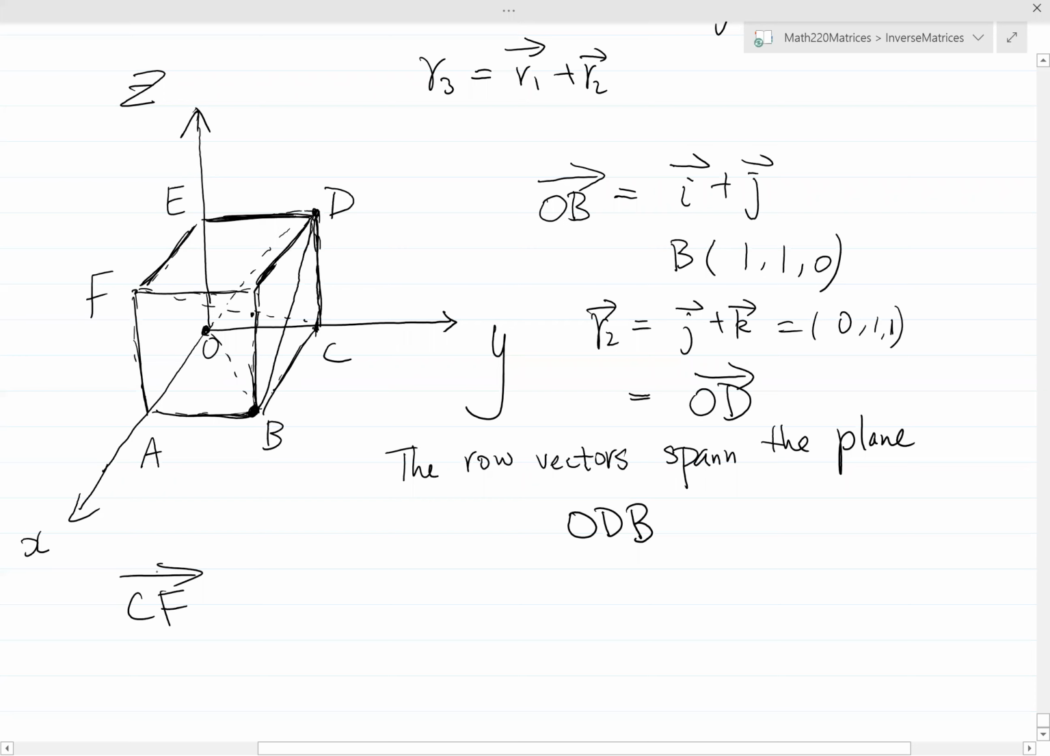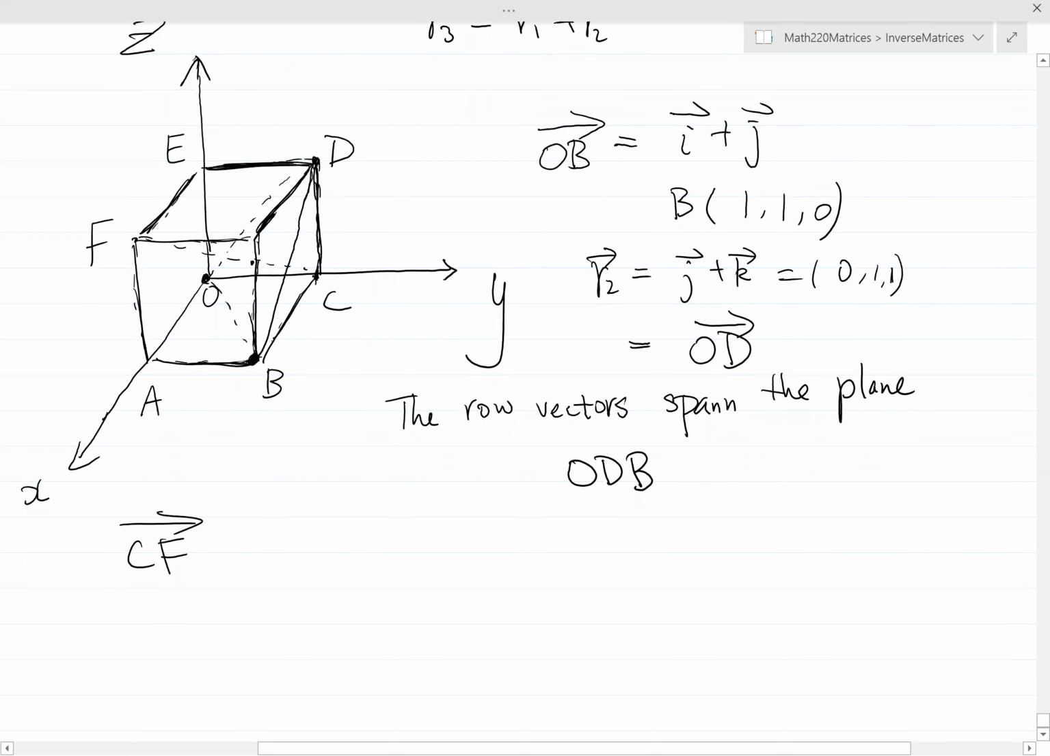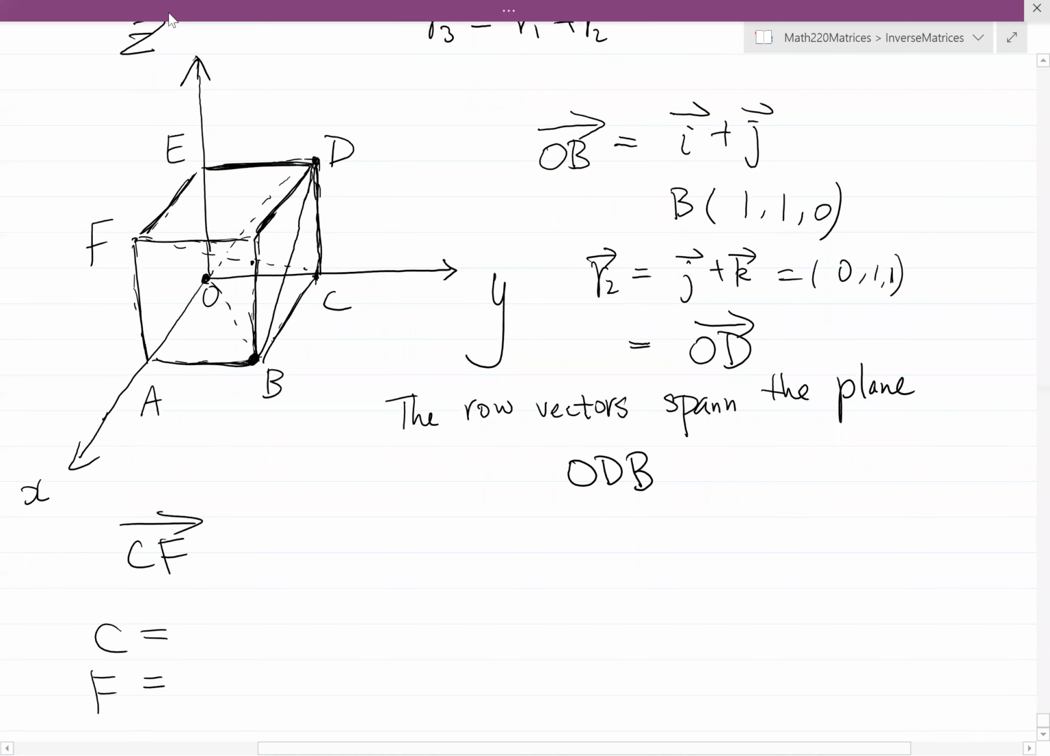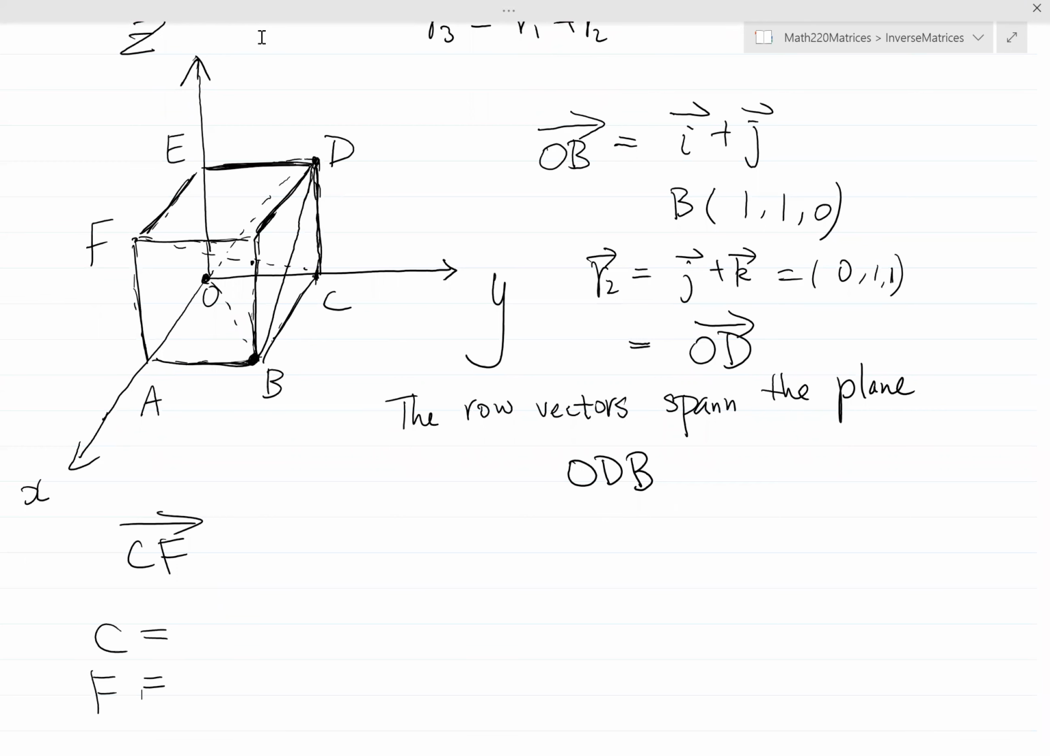Let's find the coordinates of C and F. Can anyone tell me the coordinates of C? C is 0, 1, 0. What is F? F is 1, 0, 1. Good.